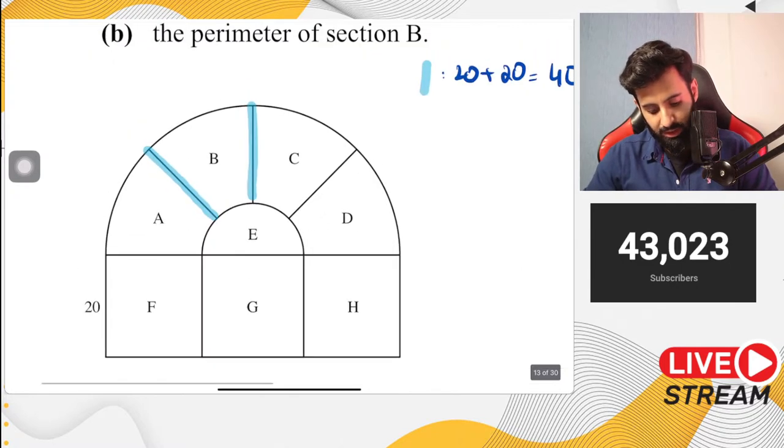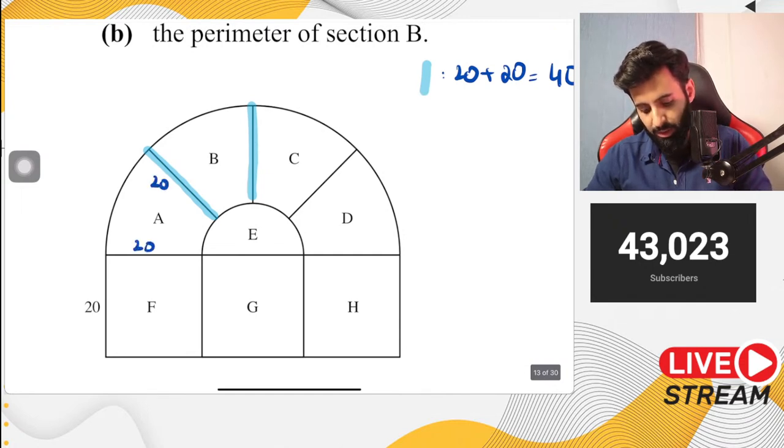Notice the question said that A, B, C, and D are identical. So that means this is going to be 20, this is going to be 20, this is going to be 20, and this is going to be 20.